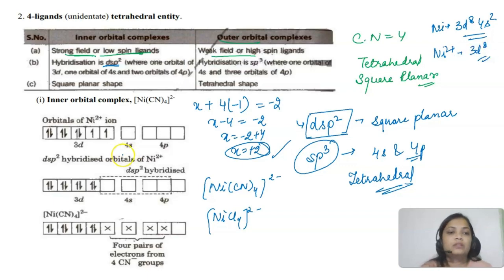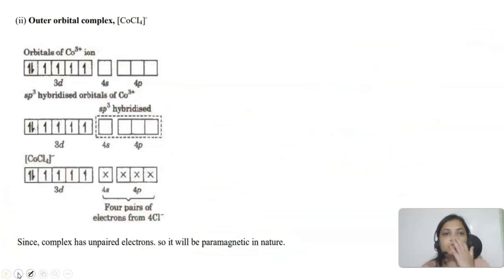3d8. Now there is a possibility of pairing. Cyanide is a strong field ligand, so pairing will happen of these two electrons. Now one d orbital is empty, so dsp2 hybridization will happen, and 4 electron pairs will come from the 4 cyanides. You will see that no unpaired electron is present, so it's a diamagnetic compound.